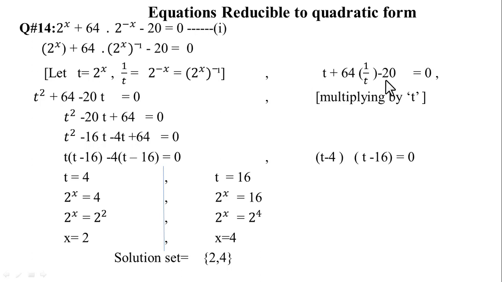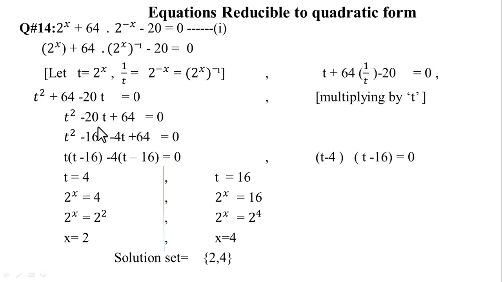Multiplying by t on both sides, the equation changes to t squared plus 64 minus 20t is equal to 0 after multiplying by t. Then we can rearrange the terms: t squared minus 20t plus 64 is equal to 0.